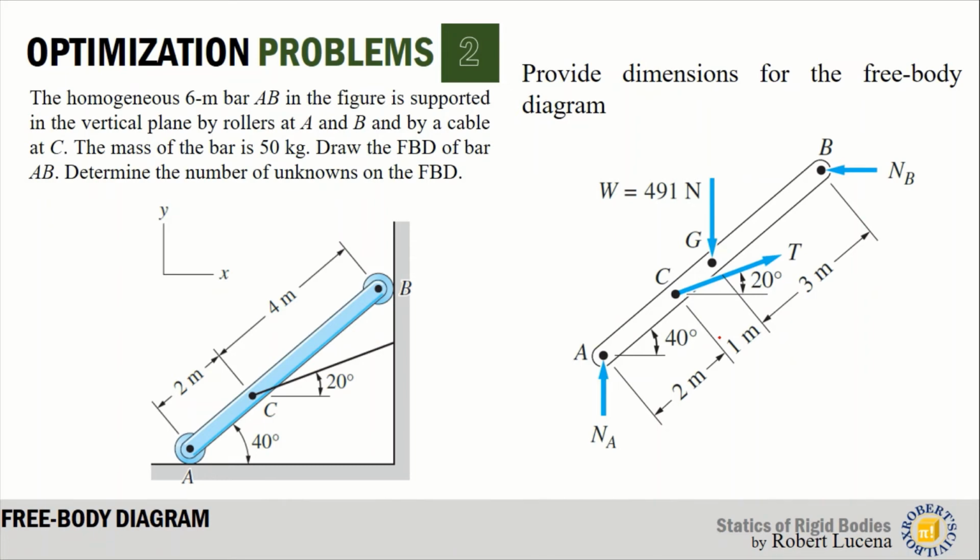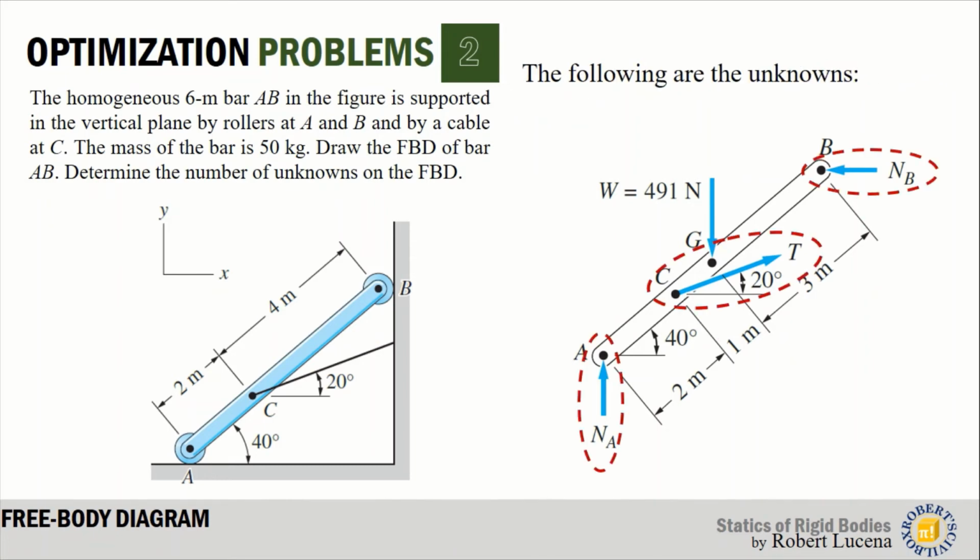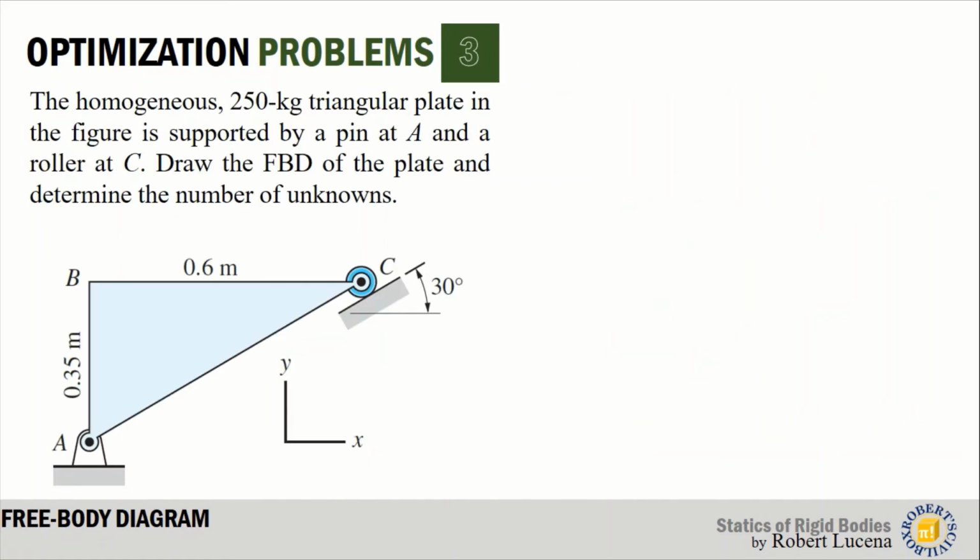Now, counting all the unknowns, we have NA, T, and NB. So we have three unknowns and we have three equations of equilibrium. That means this structure is determinate, or we can solve for all the support reactions. Okay, so there are three unknowns.